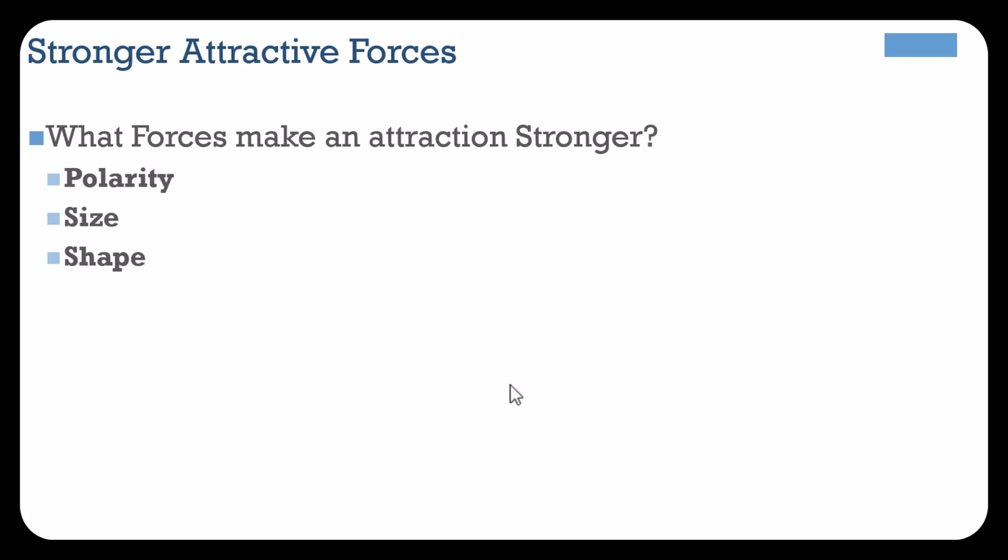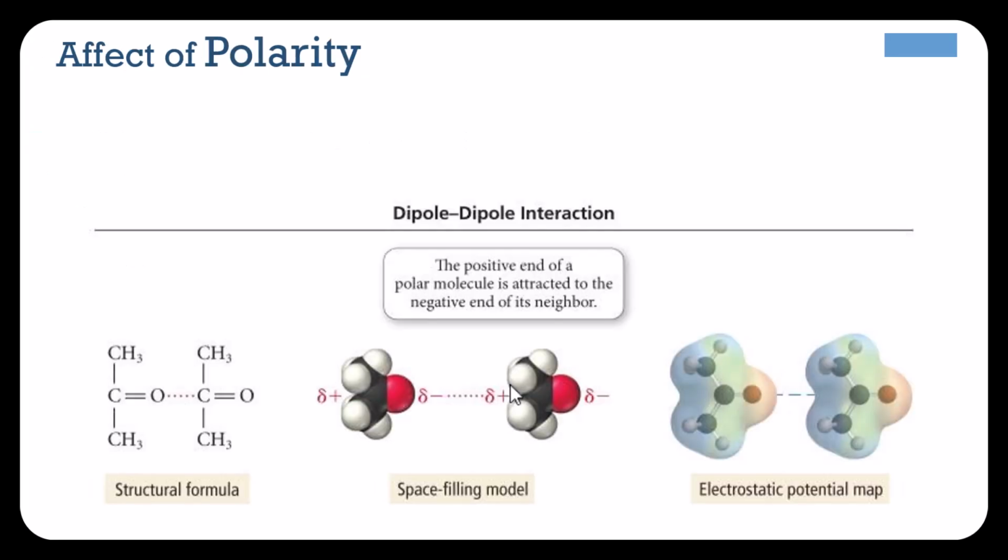So we're going to talk about three different ways to delineate the strength of intermolecular forces. Again, this is sort of a hierarchy list, so I would start with polarity, and then if there's two that are kind of the same, I would go to size, and if there's two that are kind of the same, I would go to shape. So this is kind of a checklist, and this would be the order that I would check them off in.